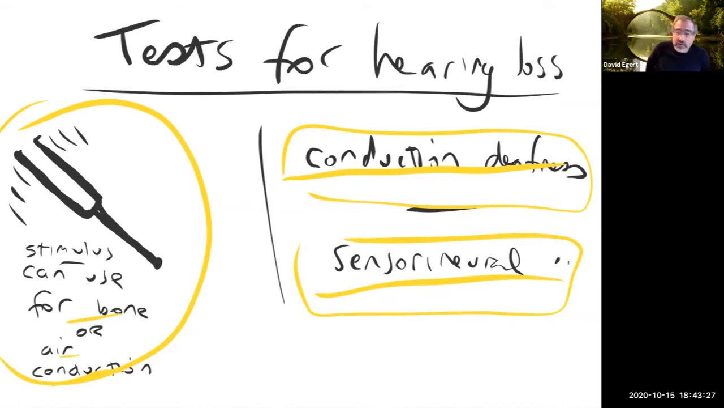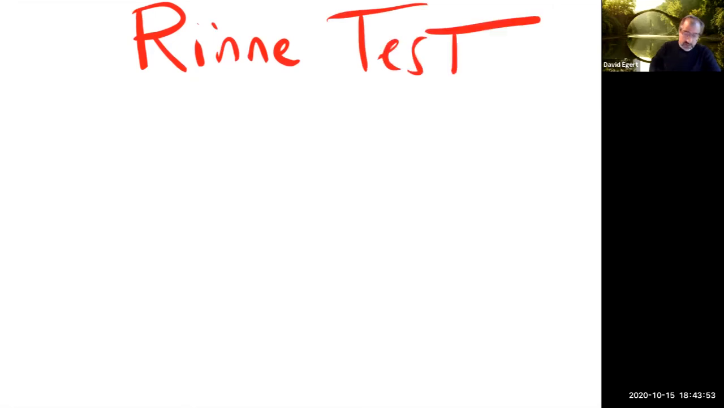So let's do it. There's two of them, and they're both pretty simple. For each of them, you should understand how you do it and how to interpret the results. So I'm going to go over it right now. The first one is the Rinne test. This one, you do one side at a time.